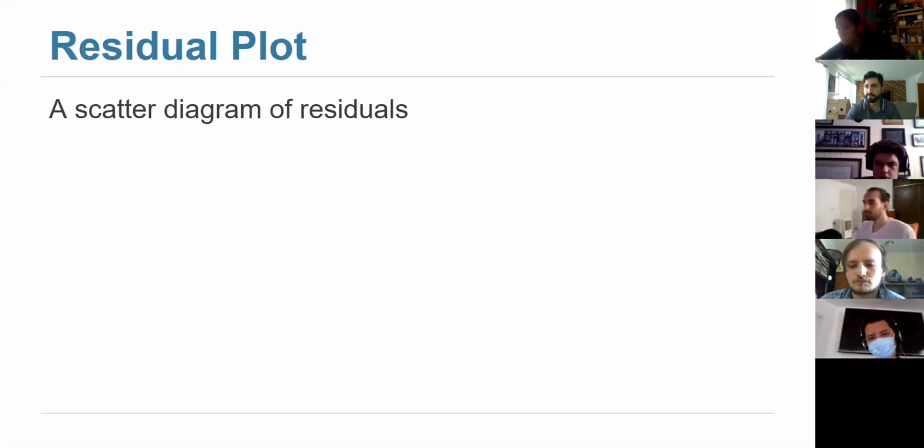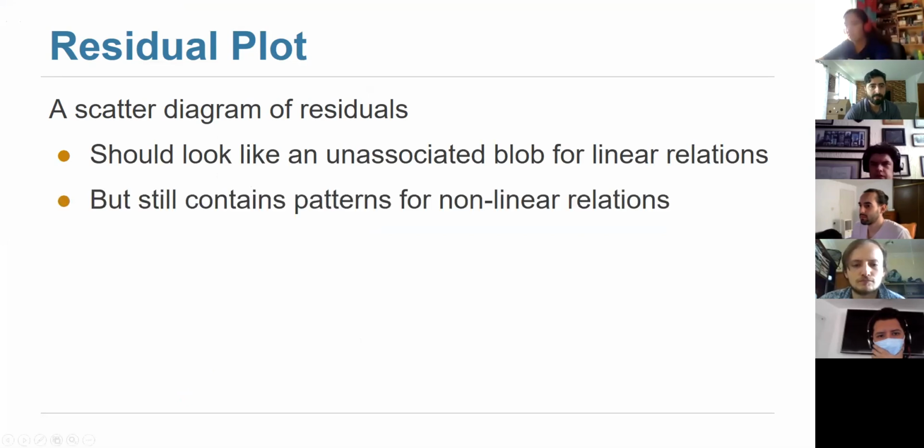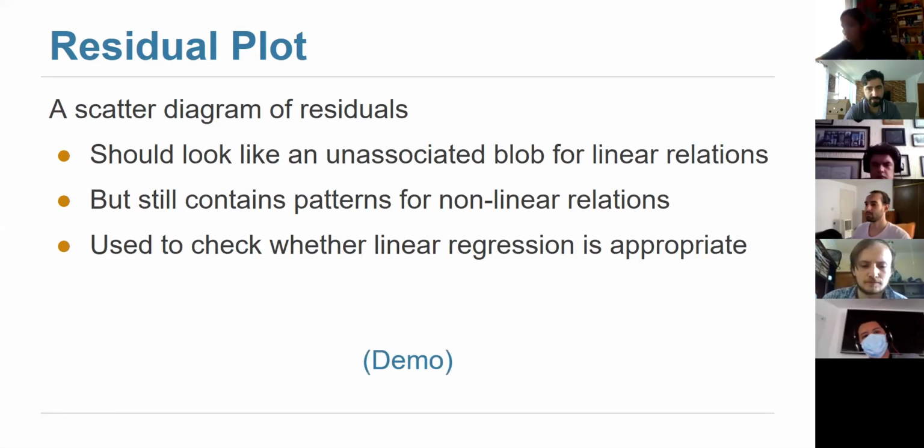A residual plot is a scatter diagram of the residuals. It should look like an unassociated blob for linear relations, like the one I showed you, but it still contains a pattern for nonlinear relationships, like for example shotbot. So it can be used to check whether linear regression is appropriate for some data or not.